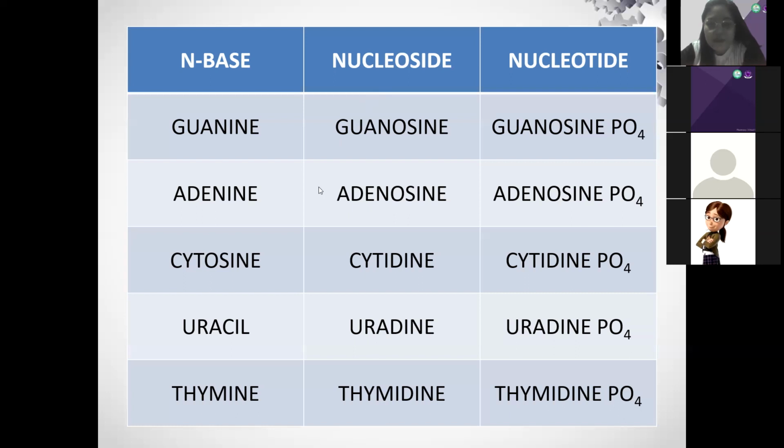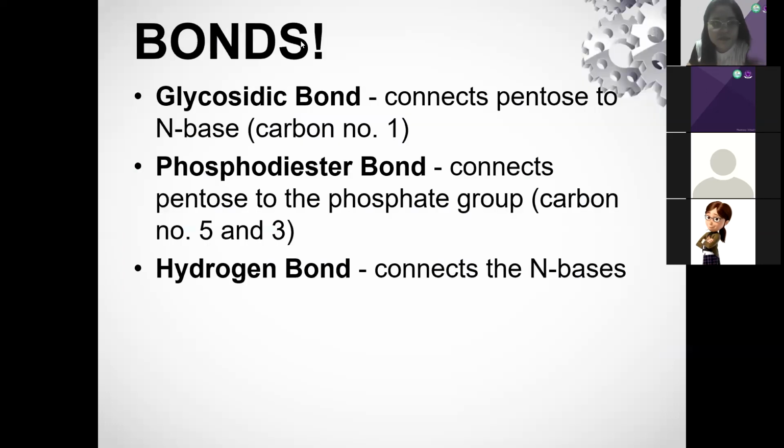And lastly, thymine, when it bonds with the sugar, we have thymidine, plus the phosphate, it's now a nucleotide, thymidine phosphate. Please take note of the difference. So the complete one is the nucleotide, since you already have there the nitrogenous base, the sugar, and the phosphate. Okay, I hope that is clear.